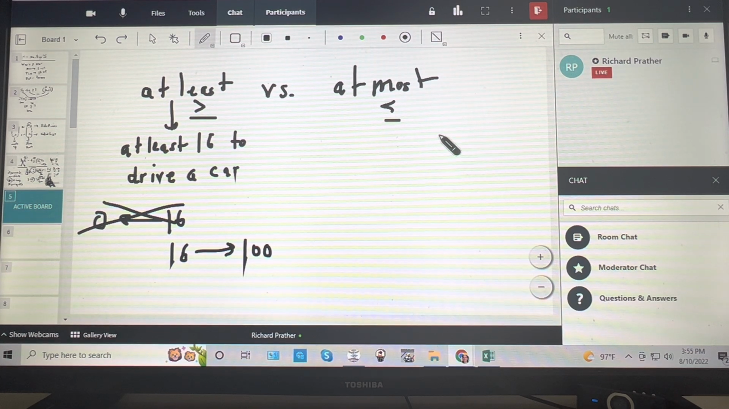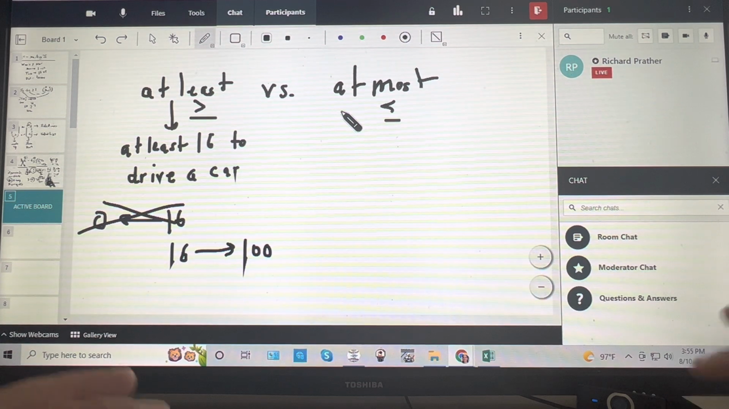And what makes it confusing is least sounds small, so students want to put less than for that for some reason. Most sounds big, that sounds like you should put a greater than. But it's not least and most, it's at least and at most. At's kind of like not. If you're not the least, then you're the other way. You're higher or equal to that spot. If you're not the most, then you're lower or equal to that.